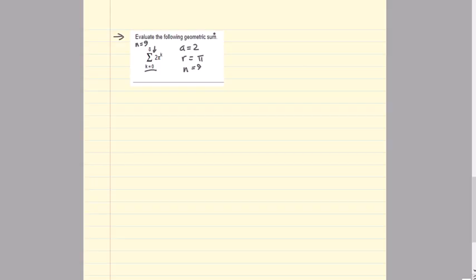So if I want to look at the geometric sum, I'm going to have the partial sum of 9, S of 9, is equal to a, 1 minus r to the n all over 1 minus r. So what I do is I just go ahead and plug everything in. A in this case is 2, 1 minus pi to the 9th all over 1 minus pi. So we go ahead and plug that in and evaluate it, and we'll round it to 4 decimal places.